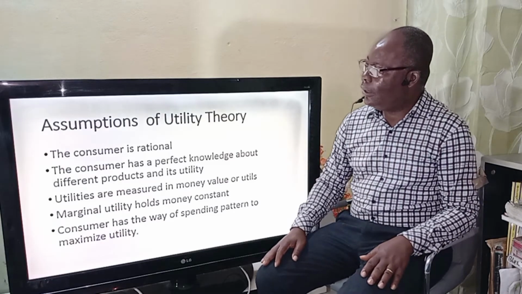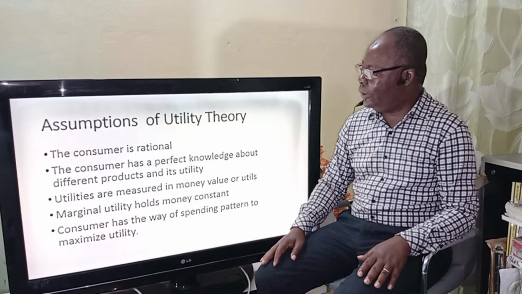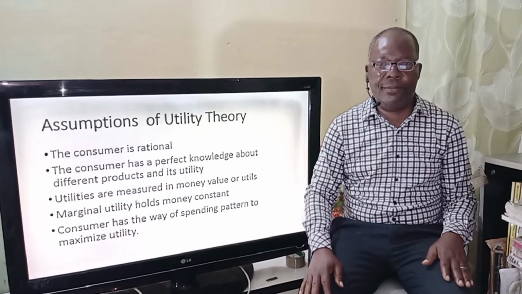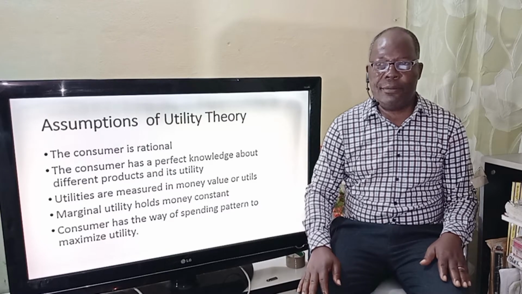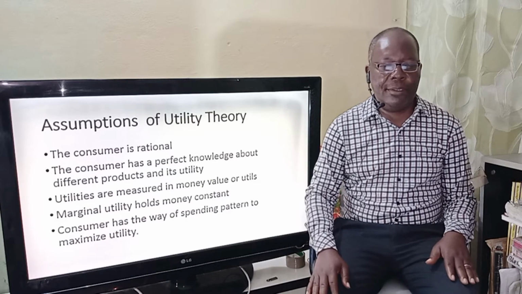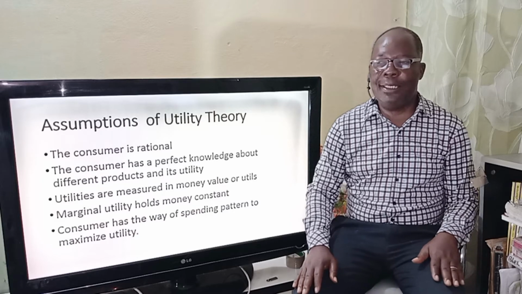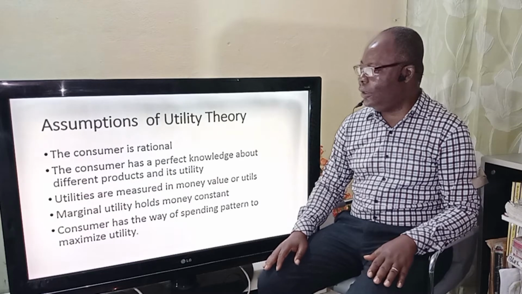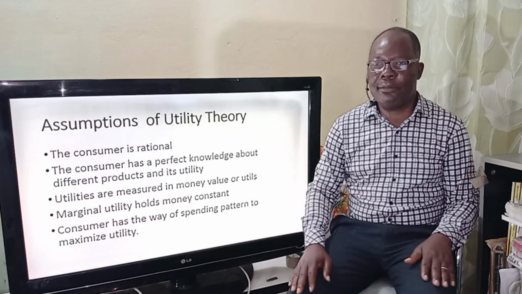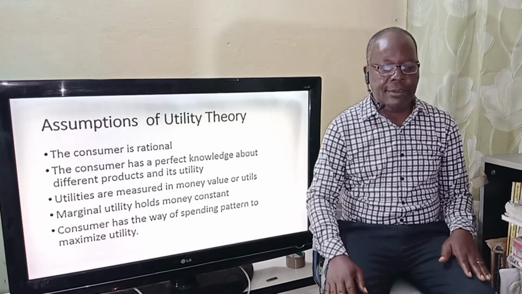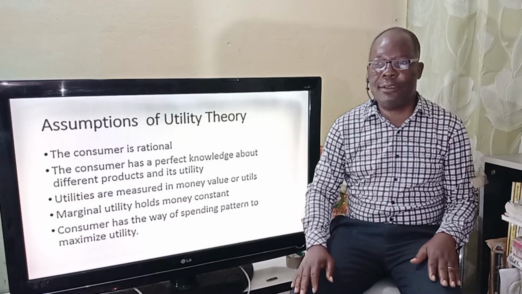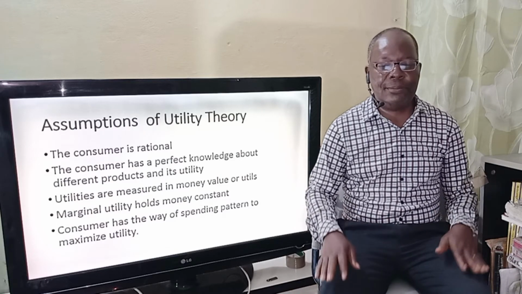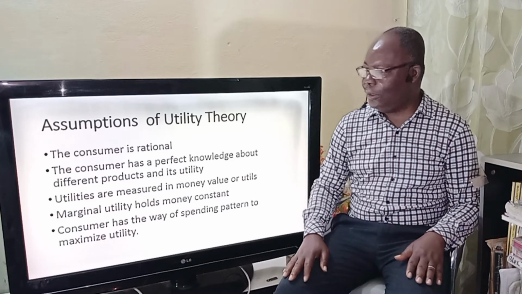Then, the consumer has a perfect knowledge about different products and their utility. Then the third, utilities are measured in monetary terms or UTILs. The next, marginal utility holds money constant. Last but not least, the consumer has a way of spending pattern to maximize utility.